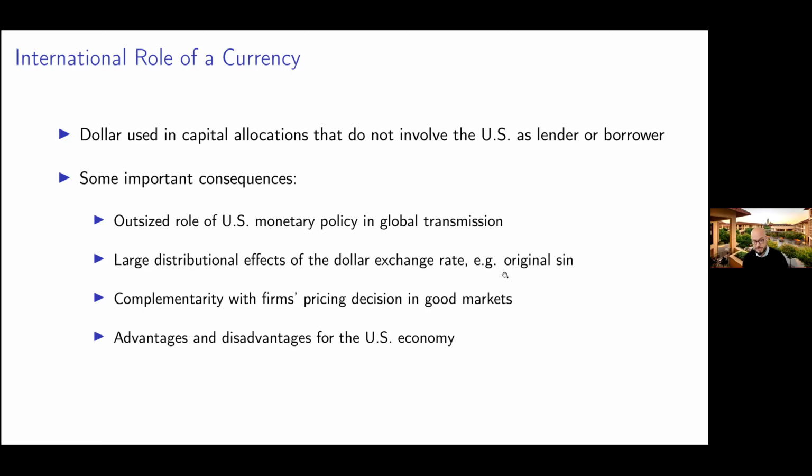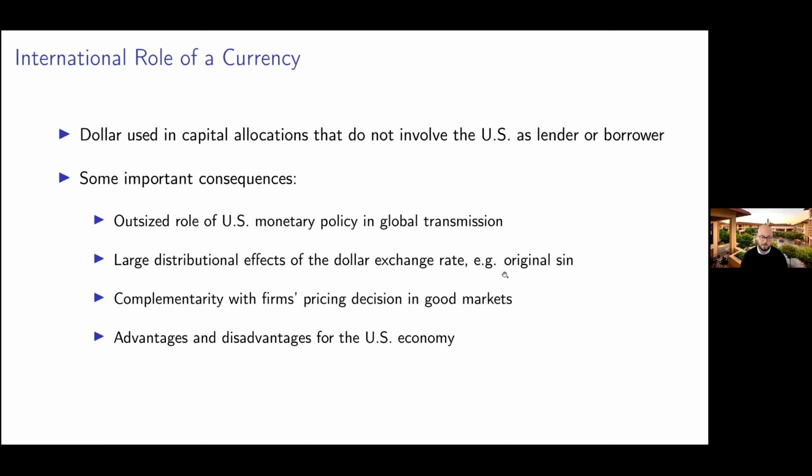If he hasn't hedged and the dollar depreciates, that can have a very large negative wealth effect on this emerging market. That's what economists referred to originally as original sin, particularly in the context of sovereigns. There might be complementarities between the decisions to borrow in dollars and the decisions to price in dollars in the goods markets. Whether your exports or imports are denominated in dollars, which itself might have interesting consequences when the dollar moves if these prices are sticky.